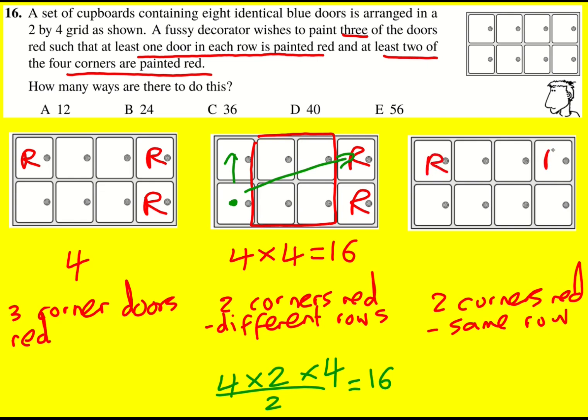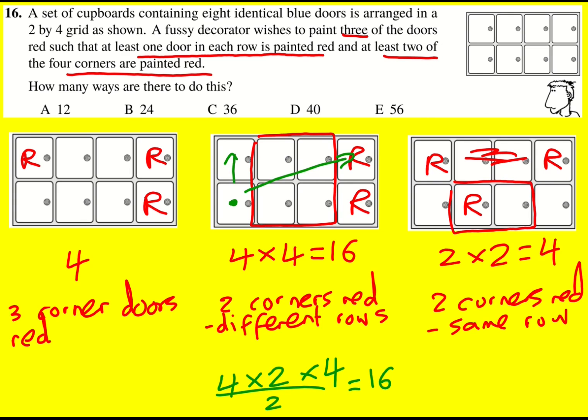Actually, this is quite restricted. I could either have the top 2 red or the bottom 2 red. And then after I've done that, if I pick the top 2 corners as red, I've only got these 2 down here as options for my third door. If I pick the bottom 2 red, I would just have these 2 instead. So it's 2 times 2, there's another 4 ways. And that's it. That is all the cases.